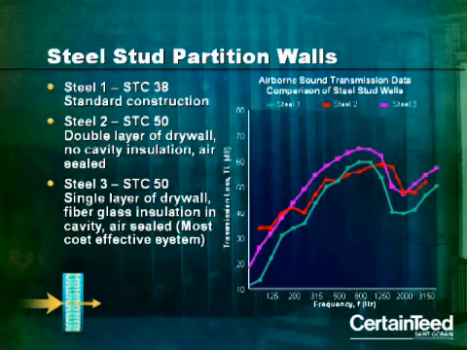Here's the data, comparing 3 steel stud partition walls. Wall 1, standard construction, has an STC of 38. Steel wall 2 with a double layer of drywall, no cavity insulation, air sealed, has an STC of 50, a substantial improvement. But wall 3 also has an STC of 50 and is the most cost-effective. It has a single layer of drywall, fiberglass insulation in the cavity, and is air sealed.